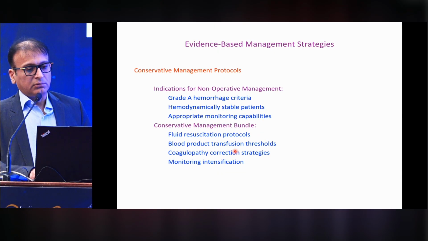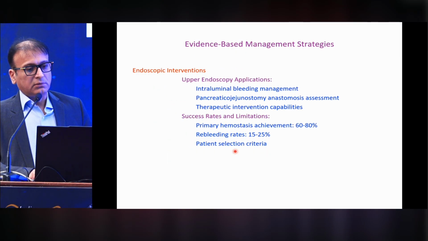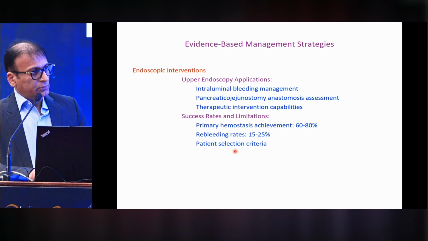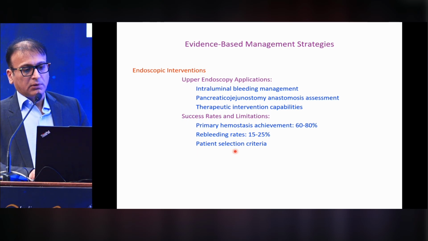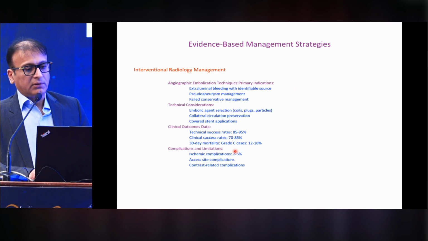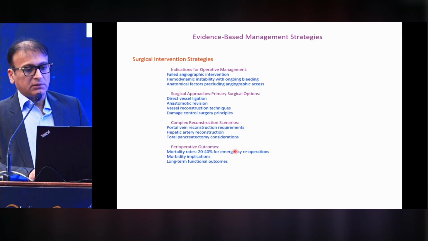Now, just try to look at this. These are the conservative options. Blood products, coagulopathy, fluid resuscitation. Endoscopic options, what anastomosis, where can the endoscope go, how it can treat. Rebleeding rates are 15 to 25%. There are selection criteria. These are the interventional radiology options, and these are the surgical options.